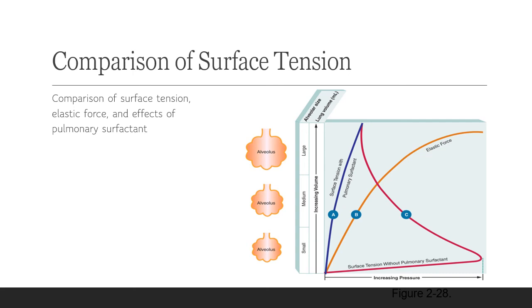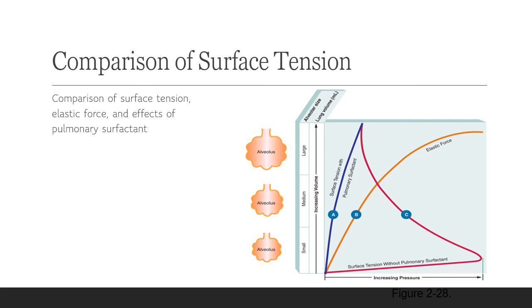In the normal lung, both the surface tension, denoted by A, and the elastic force, denoted by B, progressively increase as the alveolus enlarges. The elastic force is the predominant force in both the small and large alveoli. In the absence of pulmonary surfactant, the surface tension force, denoted by C, predominates in small alveoli. The elastic force, B, still predominates in the large alveoli.